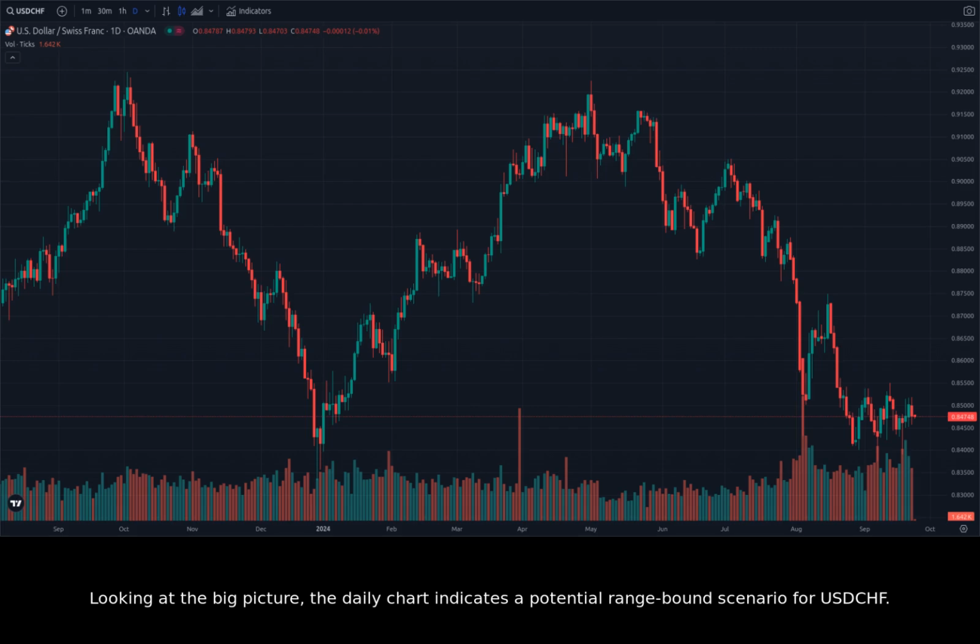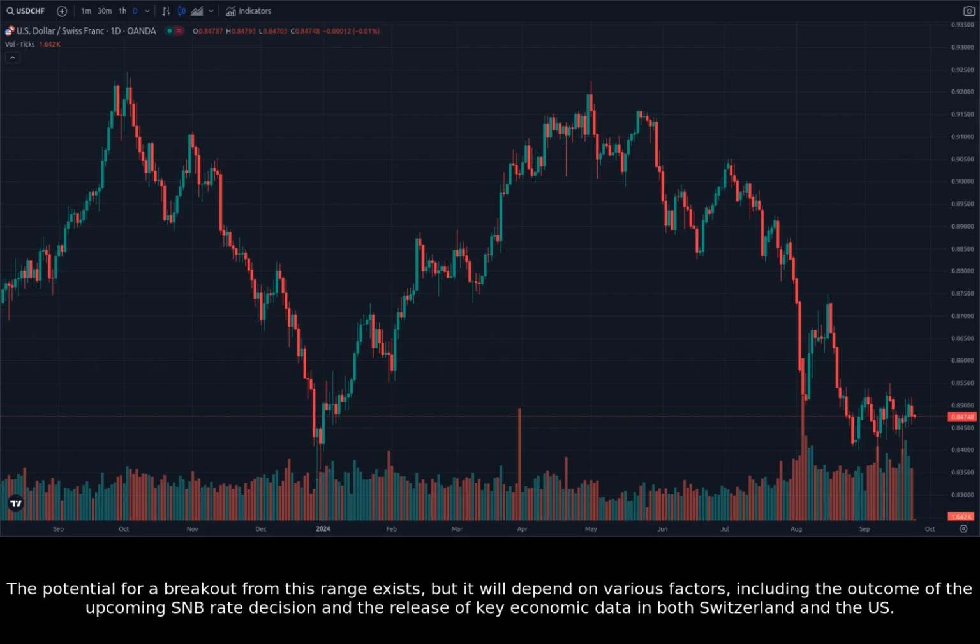Looking at the big picture, the daily chart indicates a potential range-bound scenario for USDCHF. The price has been bouncing off support near 0.8400 and finding resistance at 0.8550. The current price is hovering near the middle of this range, suggesting a lack of clear direction in the market. The potential for a breakout from this range exists, but it will depend on various factors, including the outcome of the upcoming SNB rate decision and the release of key economic data in both Switzerland and the US.